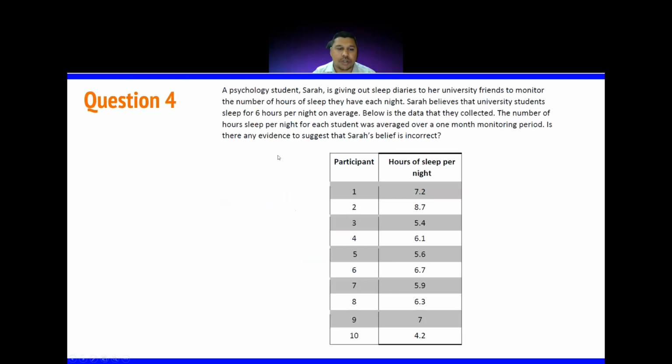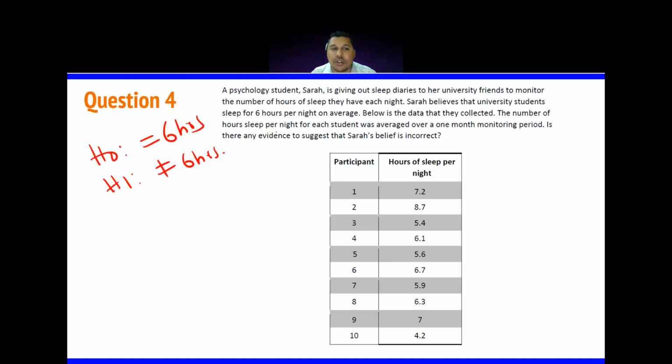So let us see what data is given to us for this problem. It is clear that H naught is that average sleep duration is equal to 6 hours. Obviously H1 will be not equal to 6 hours. Below is the data they have collected, the sleep hours per night for each student averaged over a 1 month monitoring period.